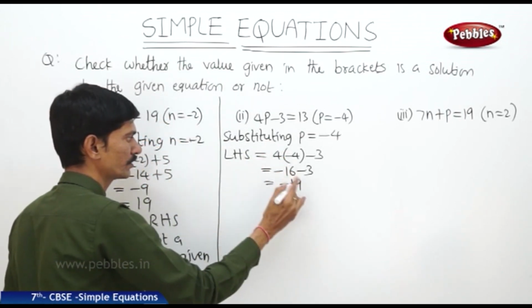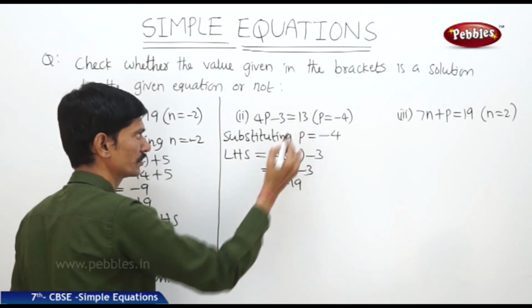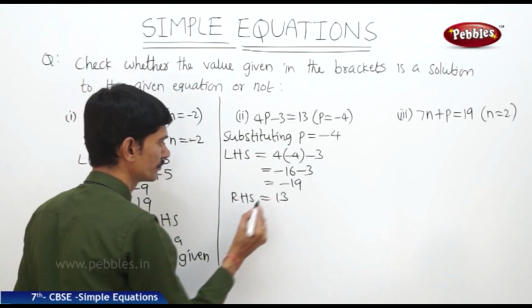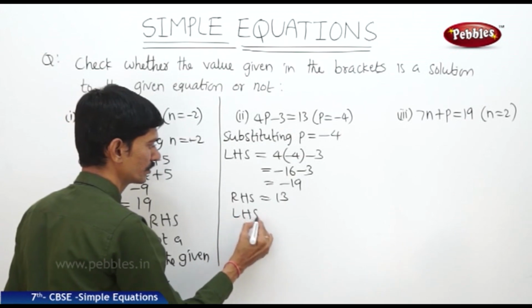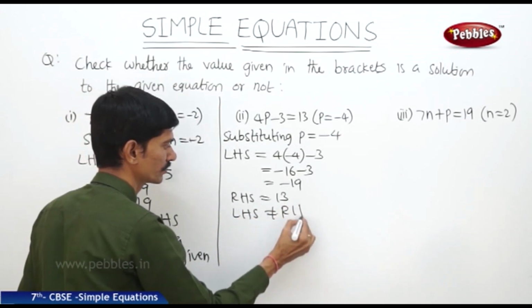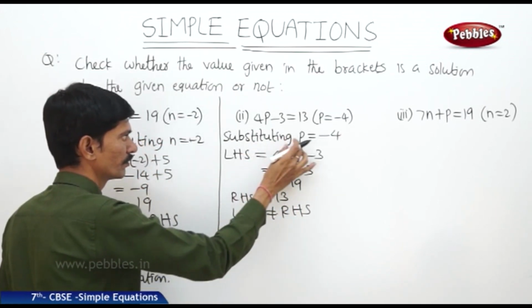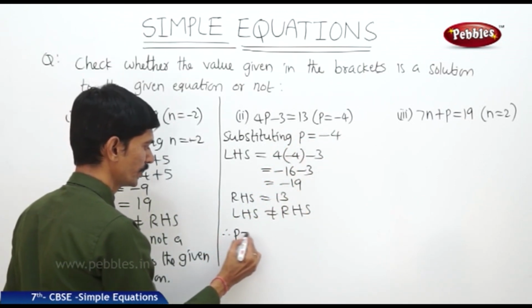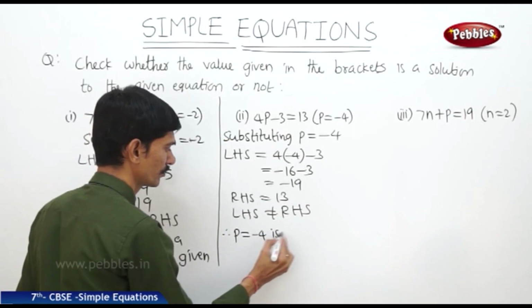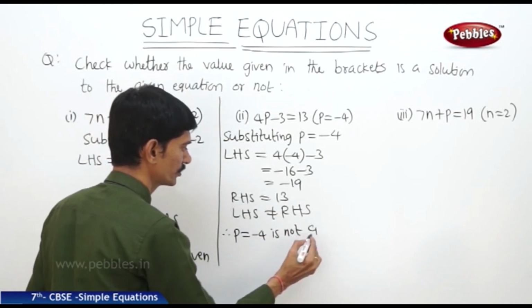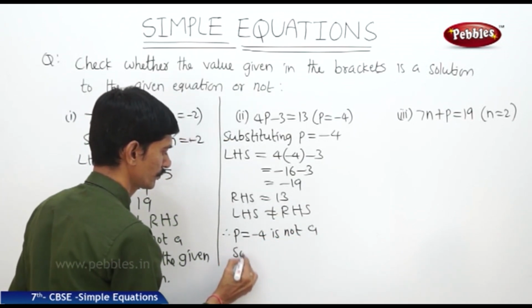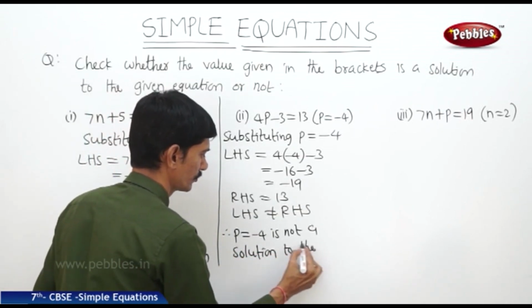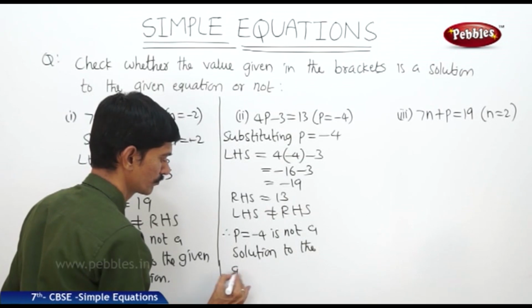The value of LHS is minus 19 but the RHS is 13. So here RHS equals 13. So LHS is not equal to RHS. So here also the p value minus 4 is not a solution. Therefore p equals minus 4 is not a solution to the given equation.